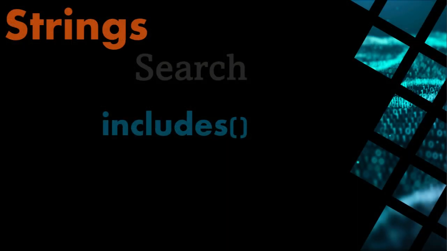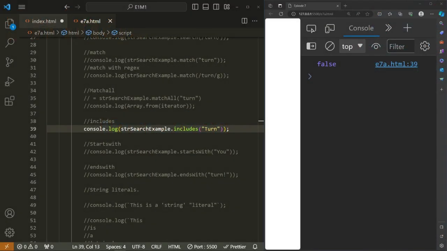Next up, we have the includes function. This will return a Boolean value, true if it finds a string and false if it does not find it. It can also use a second argument to specify the string starting position. However, in this example, we can see that it returns false. And the reason for that is that includes is case sensitive. If we change that to a lowercase t and save, now it will return true.